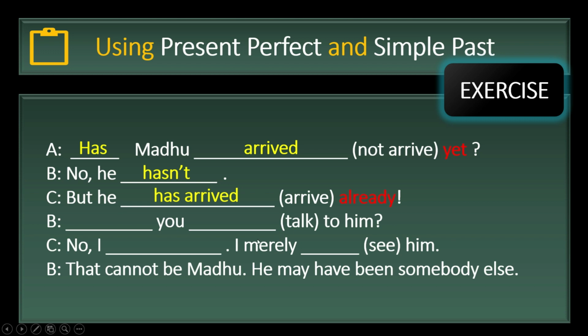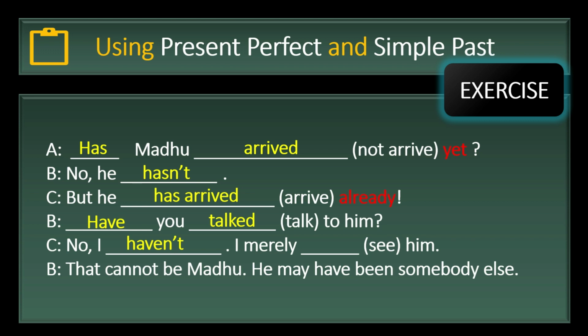Now, dash you dash to him. Again, there is no time mentioned here, so you can freely use present perfect tense without a doubt. Have you talked to him? No time mentioned. Now, since the question is in present perfect tense, the answer should be the same tense. No, I haven't. Or you can say, no, I have not.